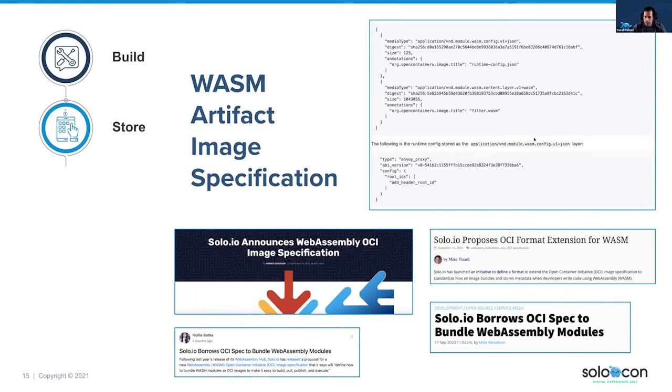In order to facilitate that, we created the wasm artifact image specification, which specifies how to package a wasm binary into an OCI image so that Gloo Mesh and other tools know how to retrieve it and send it to Envoy.